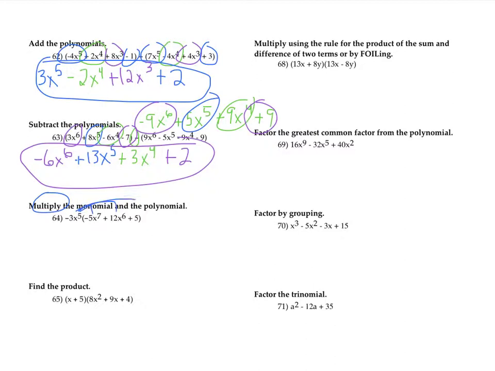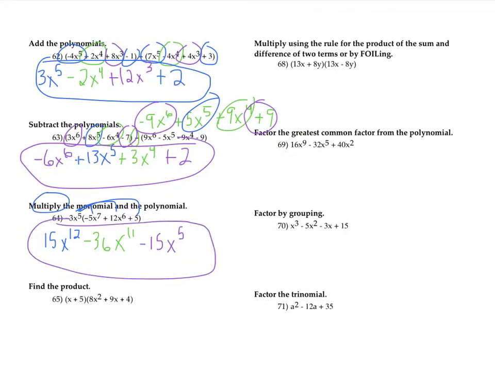Multiply. So this is like a distributive property thing. Negative 3 times negative 5 is 15. Add your exponents, so that's x to the 12th. Negative 3 times 12 is negative 36. X to the 5th and x to the 6th make x to the 11th. Negative 3 times 5 is negative 15. I have no x's to put together, so that stays x to the 5th.